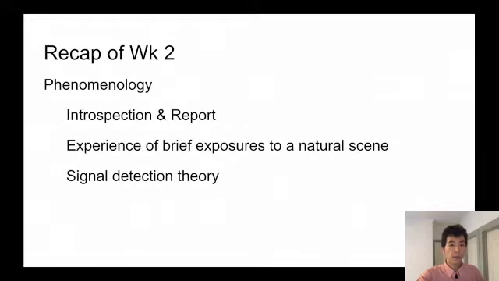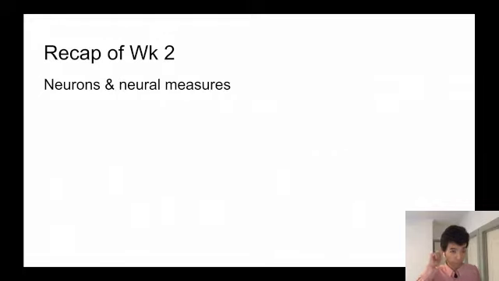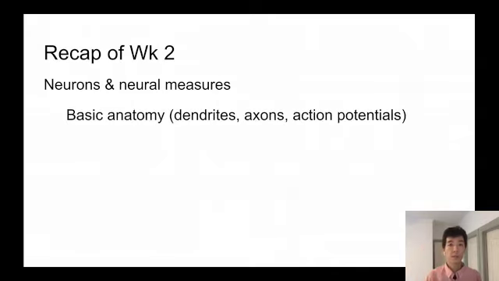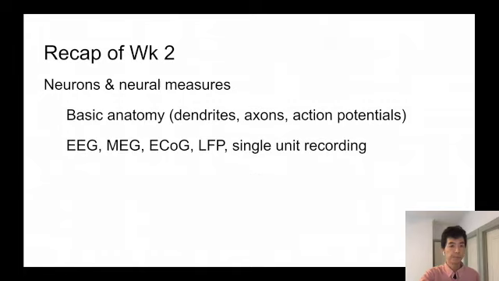Further on, the second part of lecture two was about neurons and neuronal measures. I first started with the basic anatomy and biophysical mechanism of the neurons and their components, such as dendrites, which receive action potentials, and axons that deliver action potentials through the cable to other neurons, with the signal transmitted through the action potentials. Very briefly.